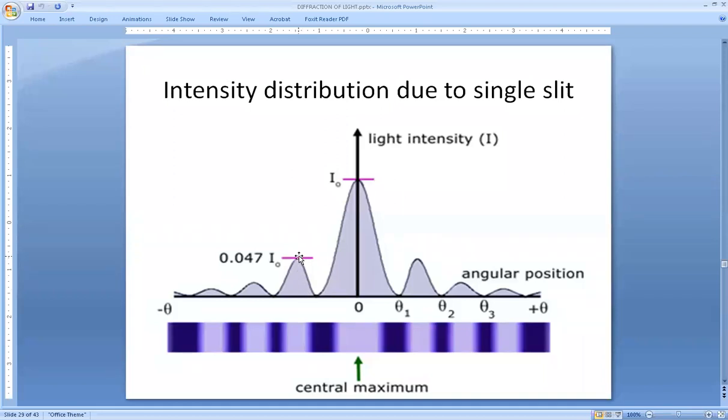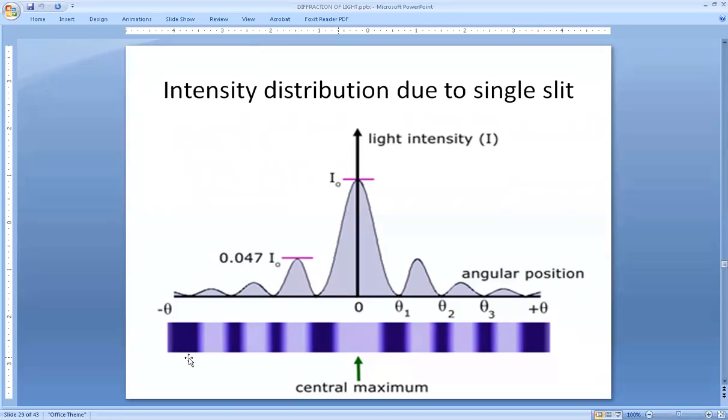Only for comparison's sake, as I already said, if the intensity at the central maxima is A, it is going to be just 0.047 A. So the intensity is minuscule, very small. It is not even 5%, less than 5% of the whole intensity. It means if it is shining with 100 units of intensity, it will shine with less than 5 units on either side. And further, if you go, the intensity will be drastically falling.